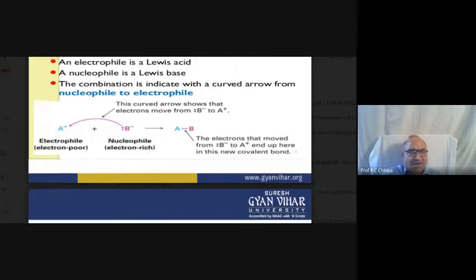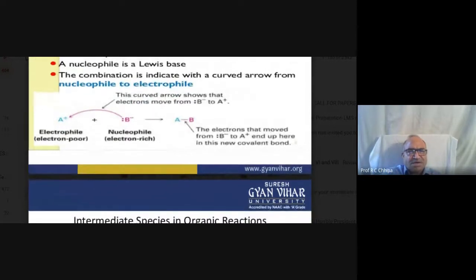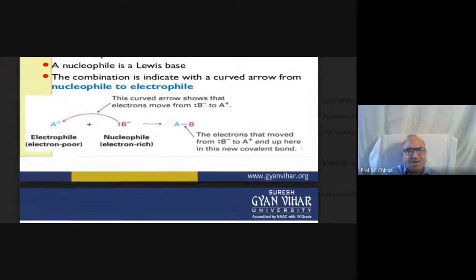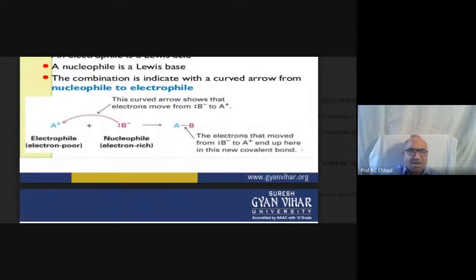So here the curved arrow shows that the electron moves from B to A. The electron that moves from the B negative to A positive will end up forming a new covalent bond. This is the reaction completion.